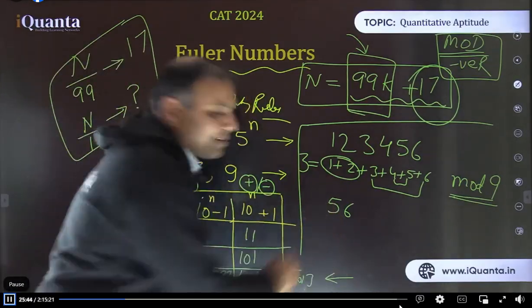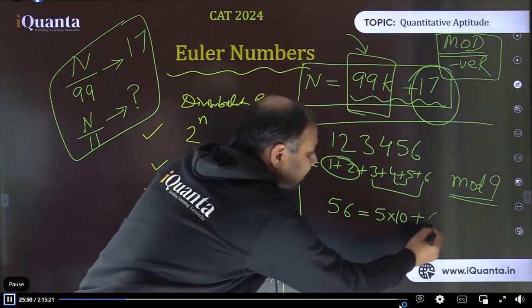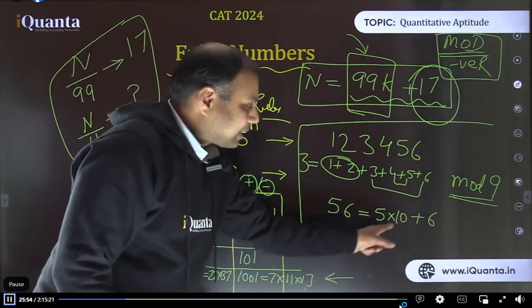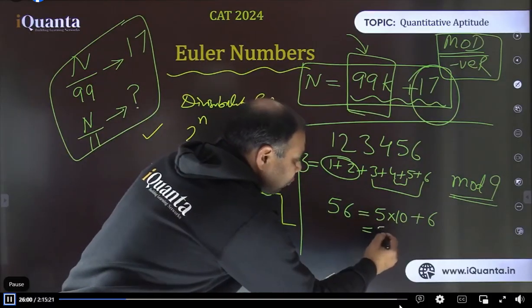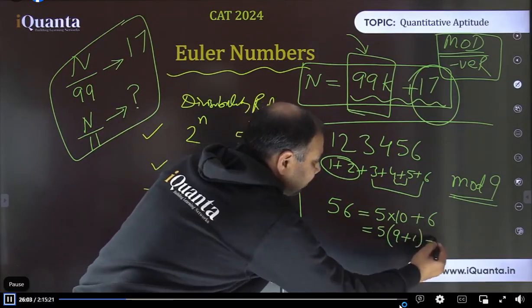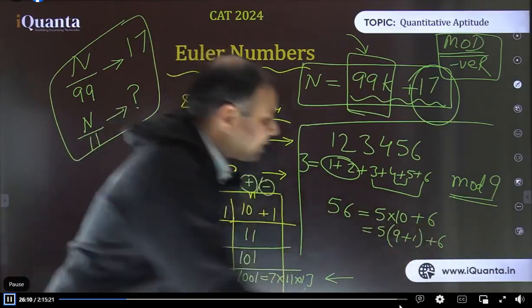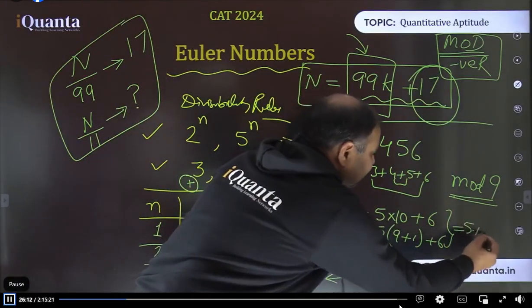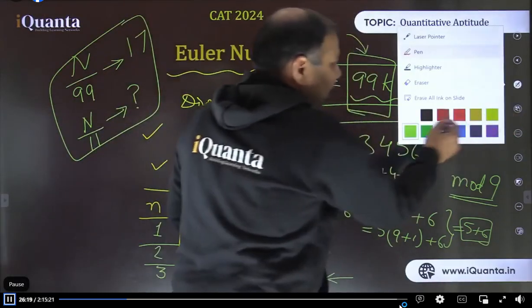So if 56 is to be divided by 9, 56 means 5 times 10 plus 6, isn't it? Right? So now 5 times 10. 10 when divided by 9 gives remainder 1. Or basically I can break this number as 5 times 9 plus 1 plus 6, right? So 5 times 9 is divisible. 5 times 1, that is 5, is remaining. So 5 plus 6 will tell me the remainder, which we generally call the sum of the digits, right? So don't be confused about that. That is the meaning of sum of digits.